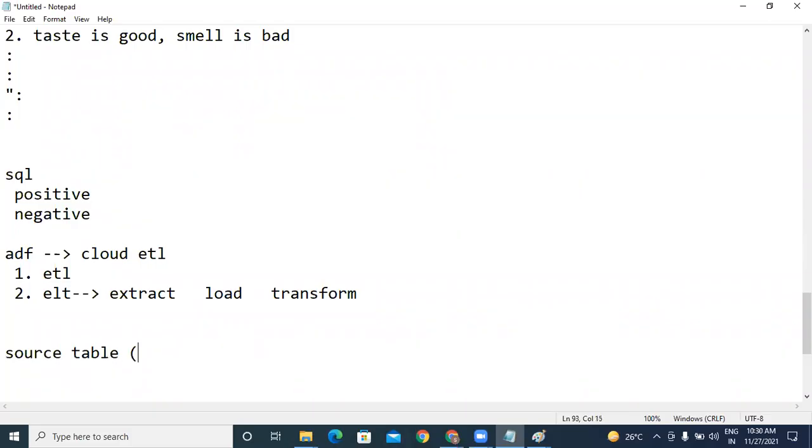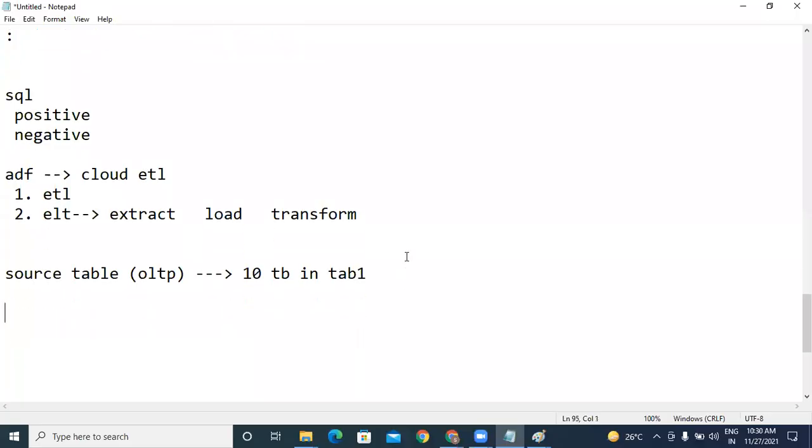Source table. Source table means OLTP. In the case of OLTP, I have 10 terabytes of data in one table. The table name is tab 1. My target is a Synapse table. Understood.